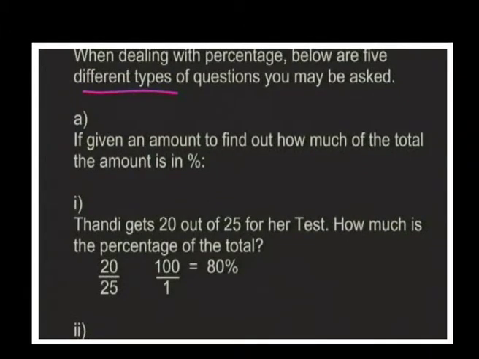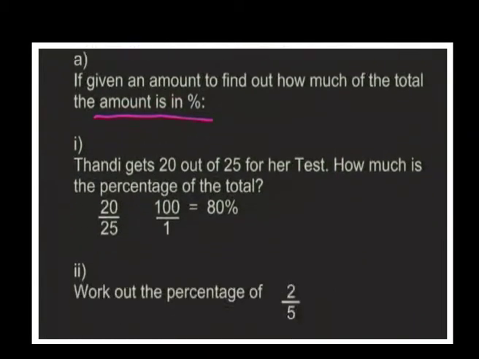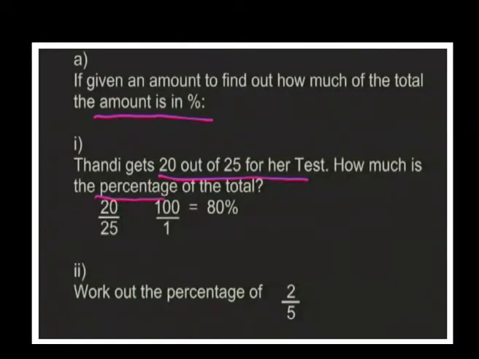So, the first way to deal with percentage is to find out how much the total is in a percent. So, for example, Tandi got 20 out of 25 for her test. How much is the percentage of the total? Now, when dealing with this kind of question, when it asks you how much is the percentage, there are a few key words that I want you to look at in the question. First of all, as soon as it says percentage, we know we have to times by 100. As soon as you see percentage, it is times by 100.